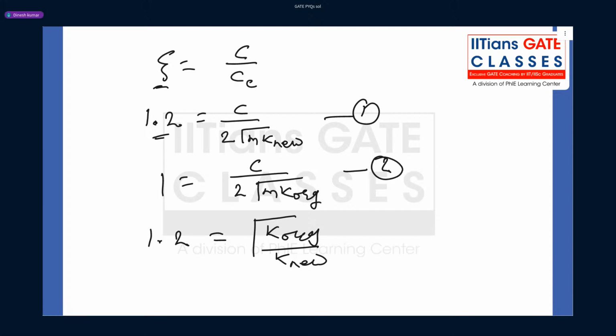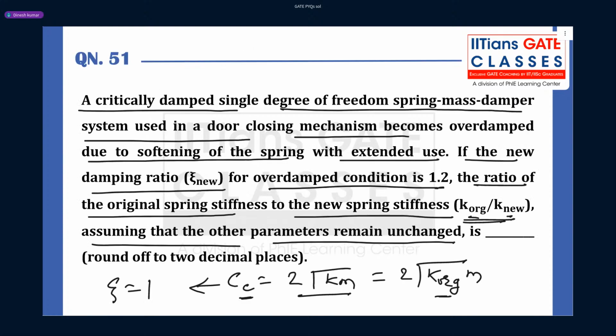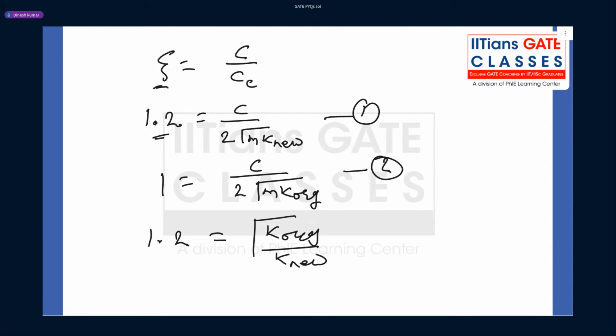So what is asked in the problem? K original by K new. So if you square it, you get K original upon K new. So it will be 1.2 squared. 1.2 squared is how much? 1.44 is the answer.